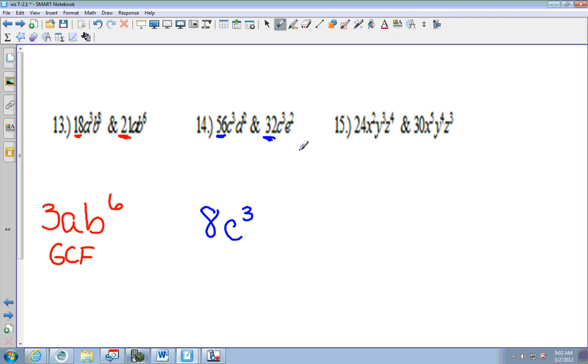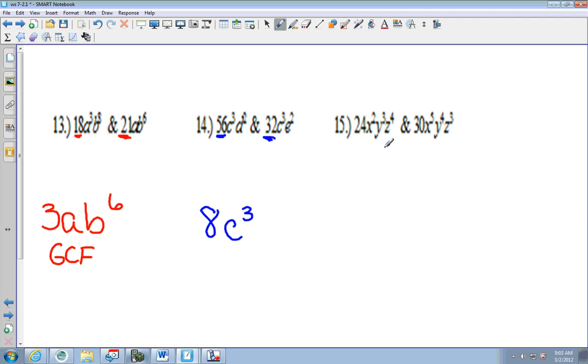Okay, there's some of you that have already missed the point. The only variable that we have in common in both of them is C. You cannot put the D or E because it's not in the other one. It has to be what's in common of both of them.